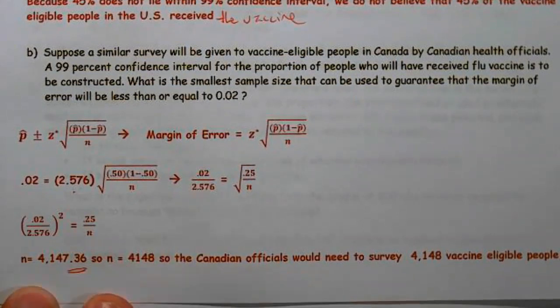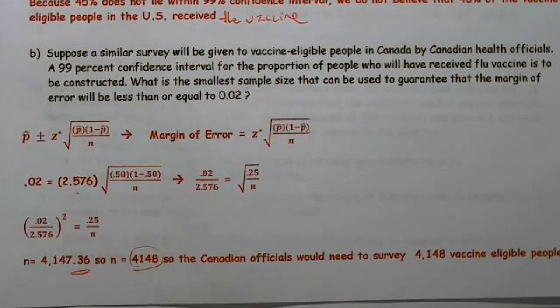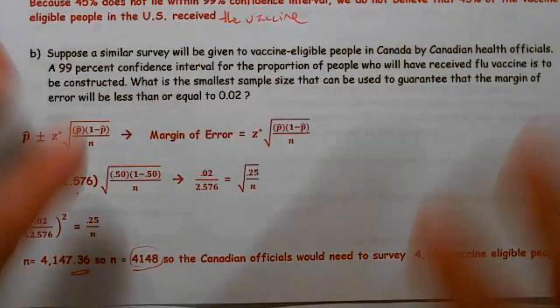Because I have a decimal there, I have to round up. So I round up to 4,148. If you had rounded down, you would have gone down to partial credit. So please make sure you round up on these. All right. We're moving along much more rapidly than I thought we would.